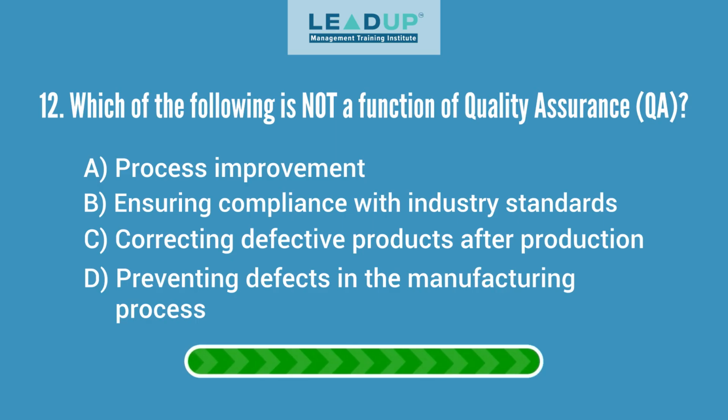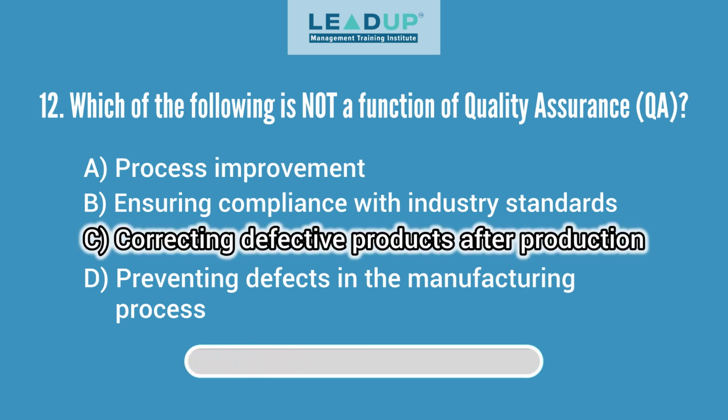Question 12. Which of the following is not a function of quality assurance, QA? A. Process improvement, B. Ensuring compliance with industry standards, C. Correcting defective products after production, and D. Preventing defects in the manufacturing process. The answer is correcting defective products after production.